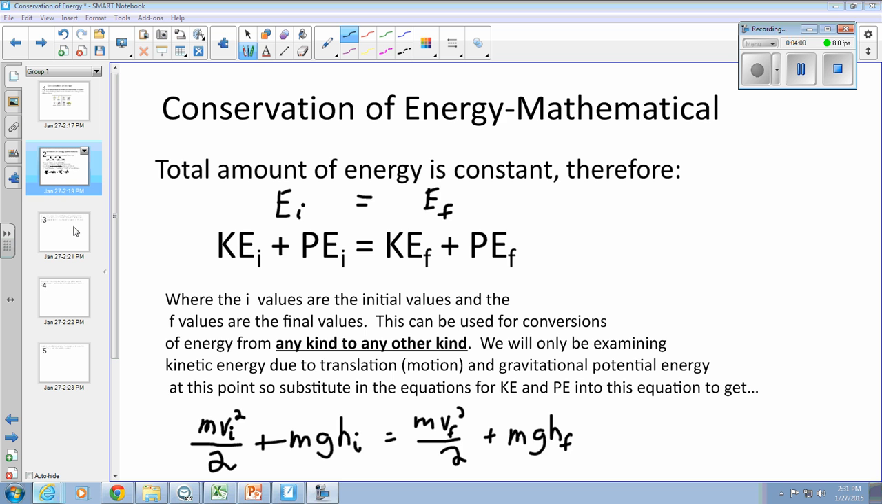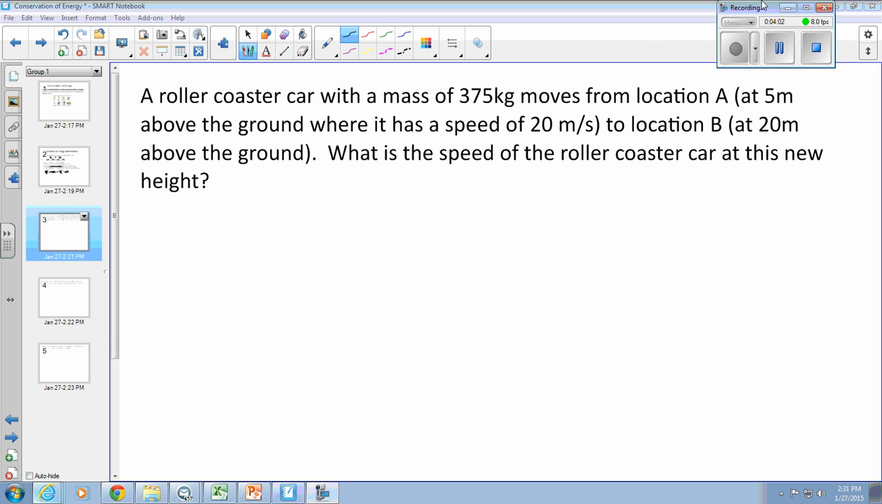So let's look at a couple of practice problems. Take some time to write down this problem. You have a roller coaster with a mass of 375 kilograms, moves from location A, 5 meters above the ground, where it has this speed, to location B, where it has this height. What's the new speed of the roller coaster at this new height? Location A is our initial location. Location B is our final location.